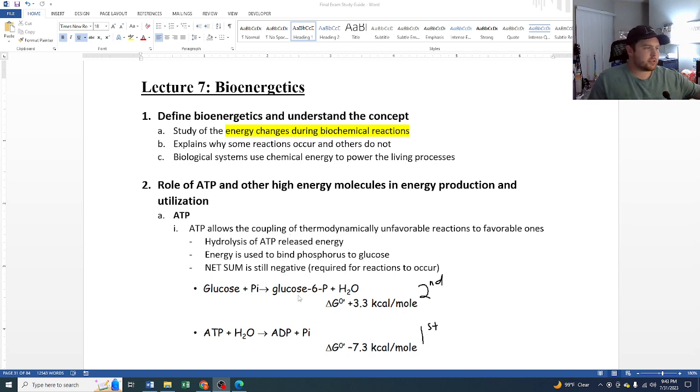So, bioenergetics is the study of the energy changes during biochemical reactions. Specifically, we're going to be talking about reactions that cause energy to be absorbed versus pushing energy out. So this is going to explain why some of the reactions occur and others do not.